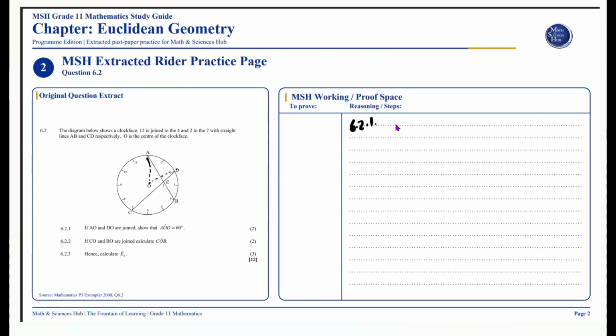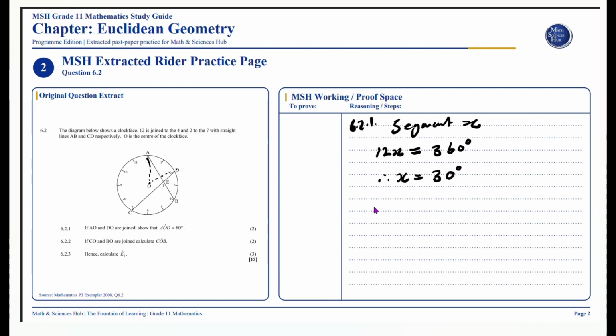6.2.1, we know that a clock has 12 segments. Let's call each segment x, as a popular variable. So we're going to have 12x equals, we know that the angle around the circle is 360 degrees. Therefore, when you divide 360 degrees by 12, we find that x equals 30 degrees.